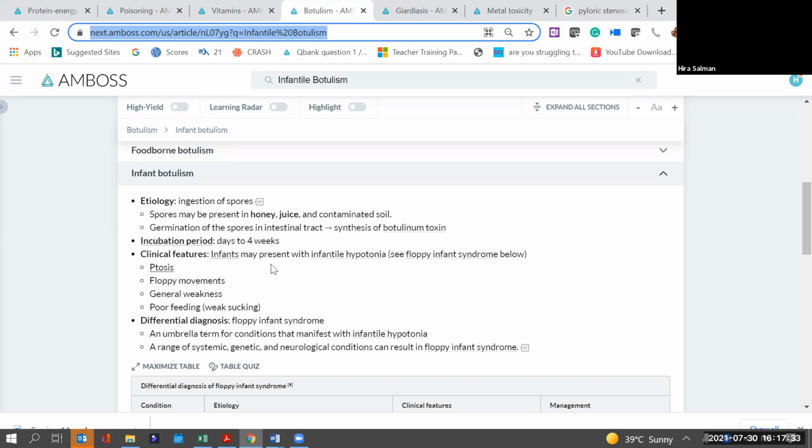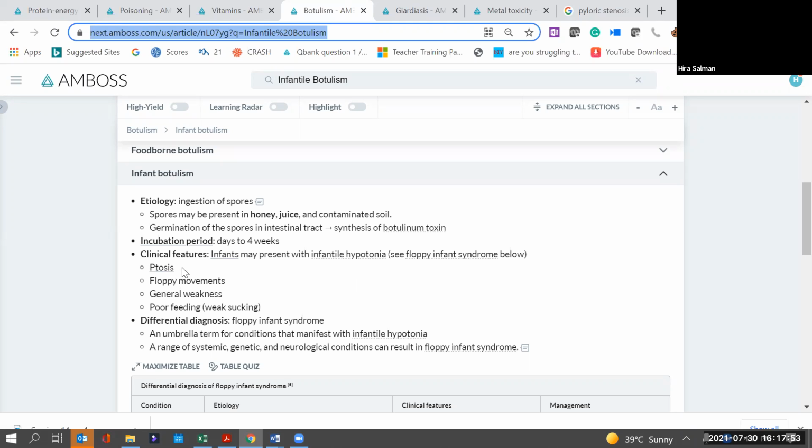So clinical features: the infant may present with infantile hypotonia. Floppy infant syndrome, just like a floppy baby. What do we mean by that? All the motor tone is very low. All the muscles are much less contractile. The baby is floppy, presenting with hypotonia. There will be no tone in the muscles of the baby.